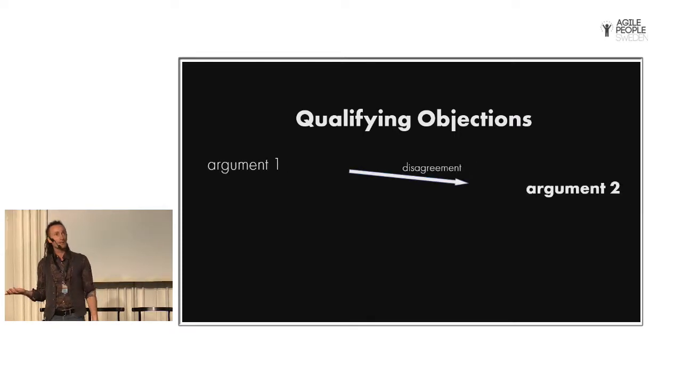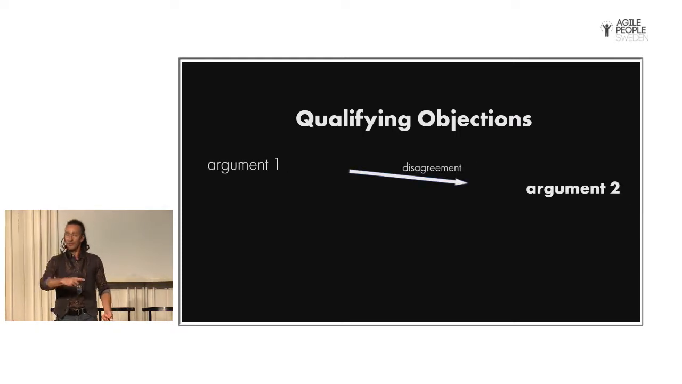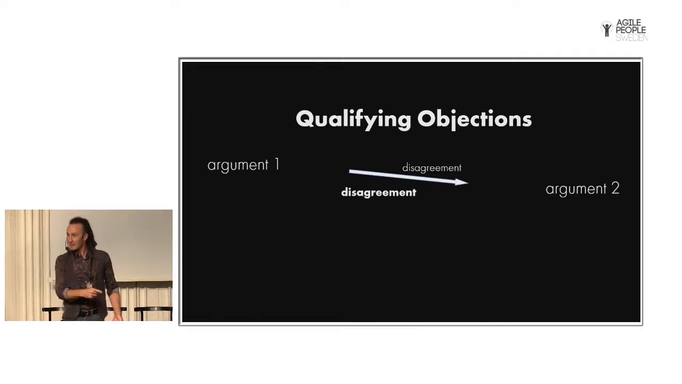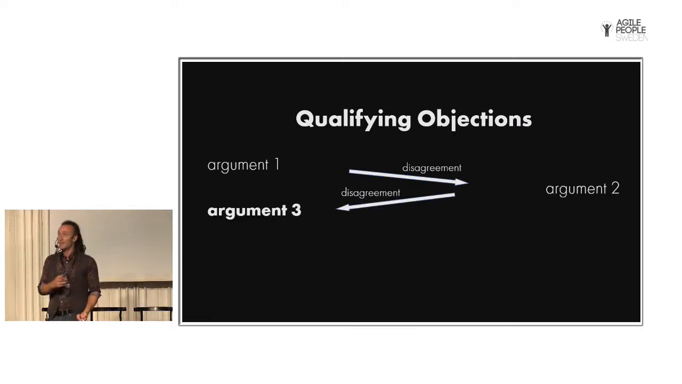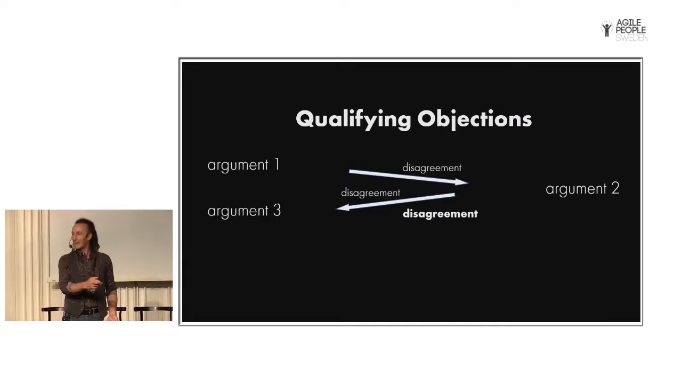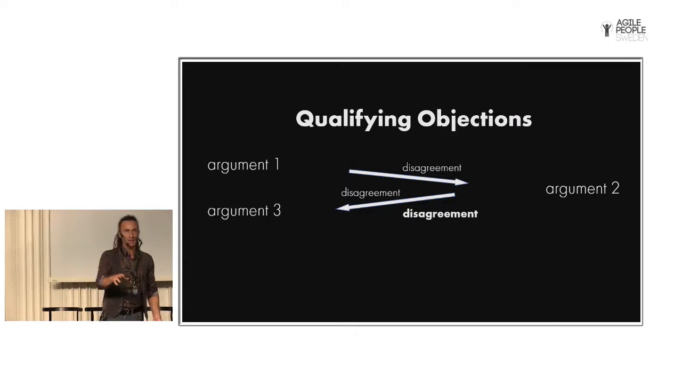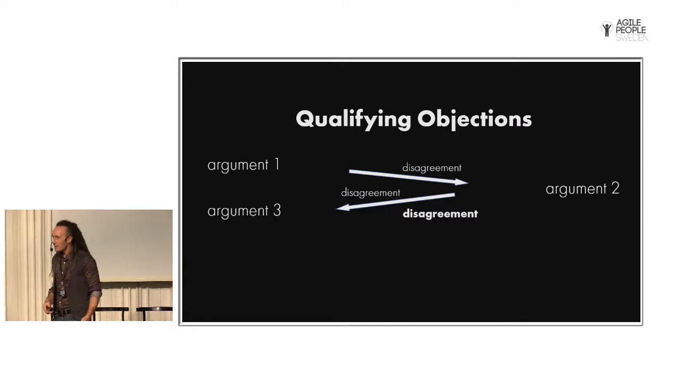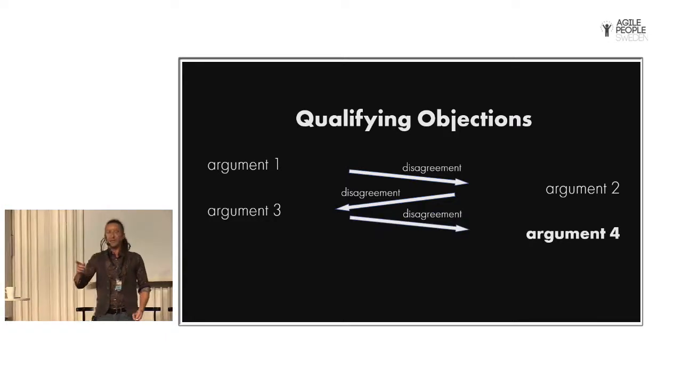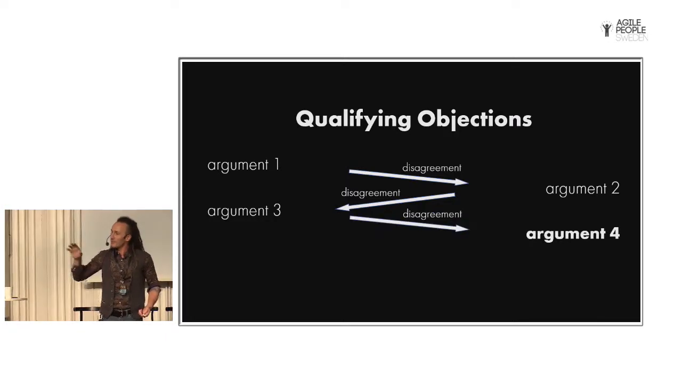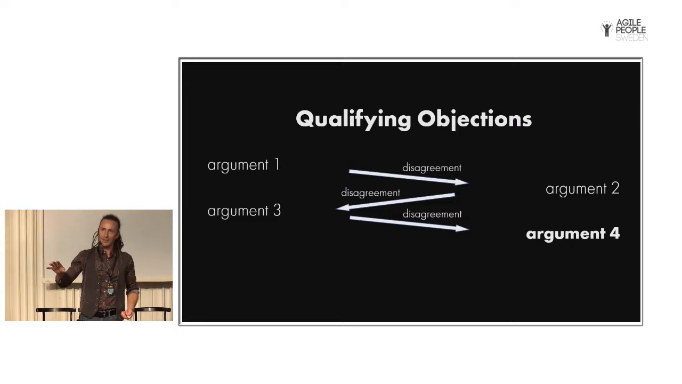You've got an argument, there's a disagreement, you hear another argument, you check, and maybe there's a disagreement again, and another argument, and you check, and there's a disagreement again, and suddenly you're three layers of abstraction down, and you say, oh my God, there's another disagreement, so you're four layers down, and then somebody disagrees. Well, it's a little reassurance.